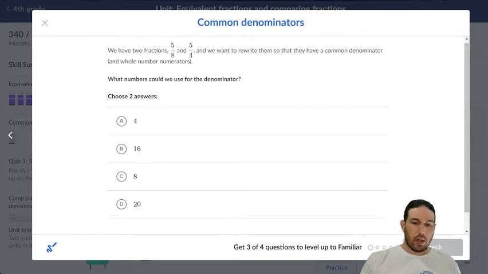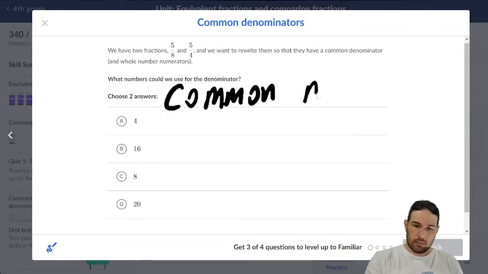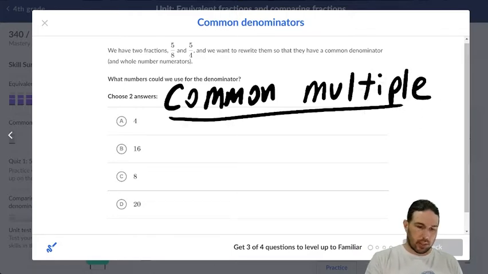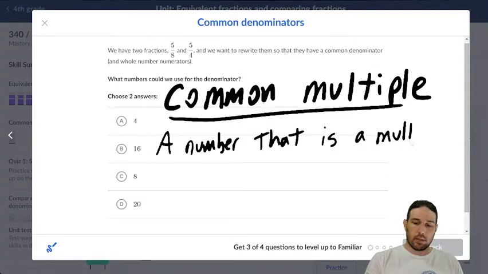Now, let's do a really quick definition. When I say a common multiple, what I mean is exactly that, a number that is a multiple of both.